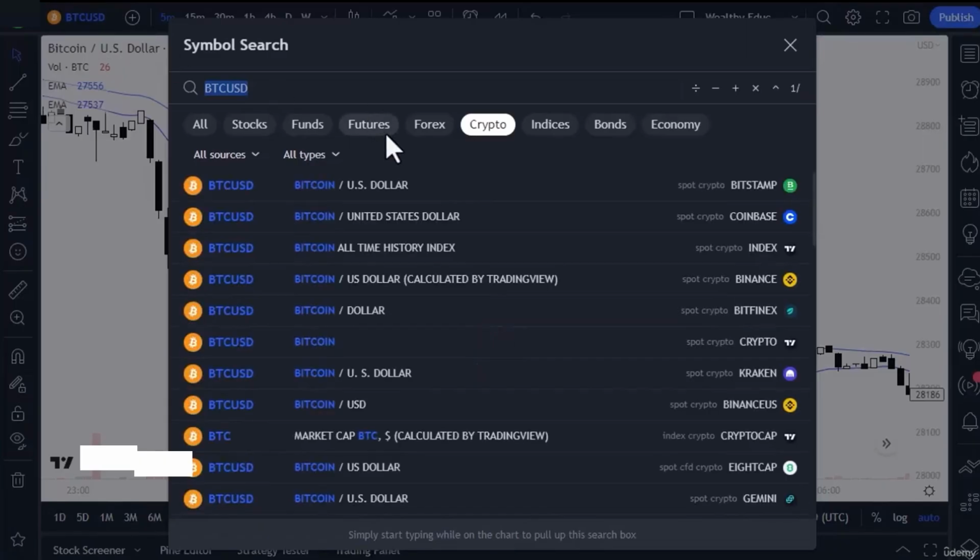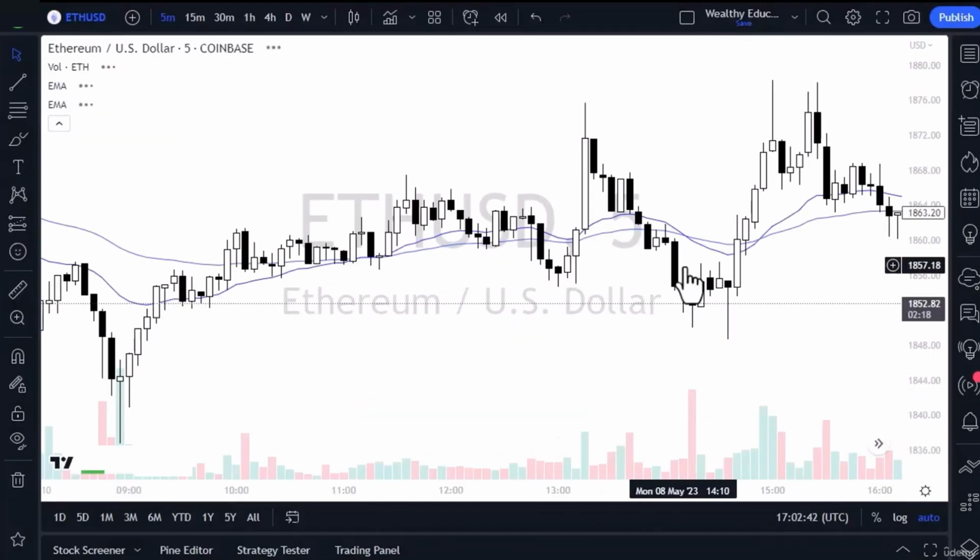Let's go ahead and change over to Ethereum. Great looking hammer.